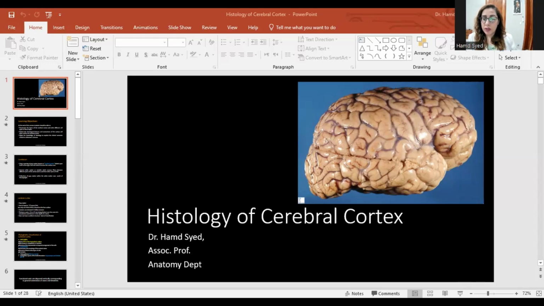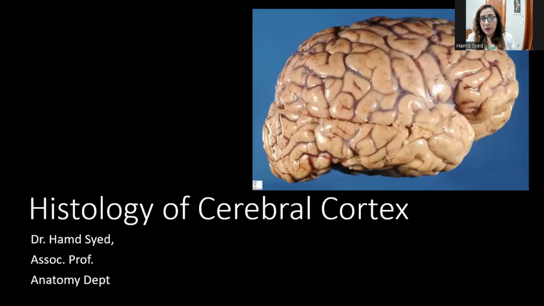Today I'm going to discuss a topic which is in connection with the different lectures of neuroanatomy. This is the histology of the cerebral cortex, which we shall be talking about today.